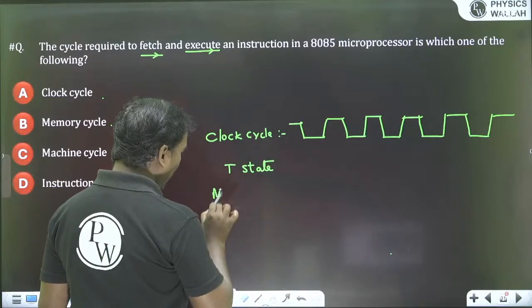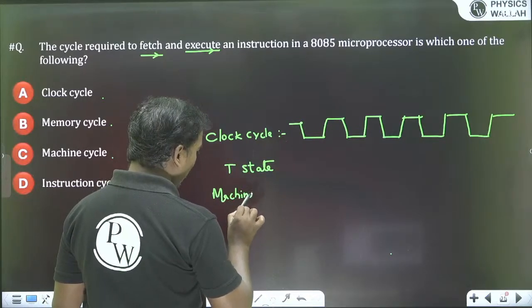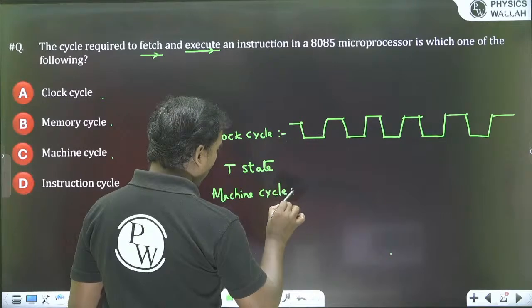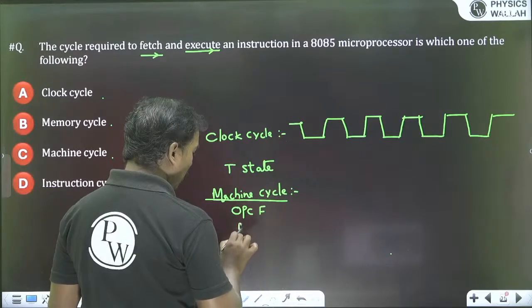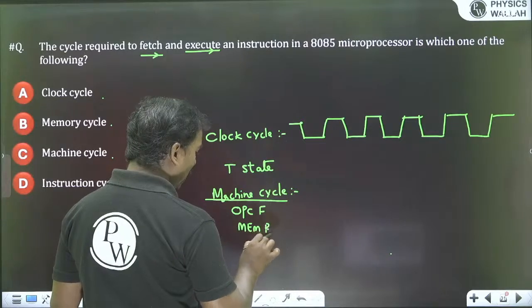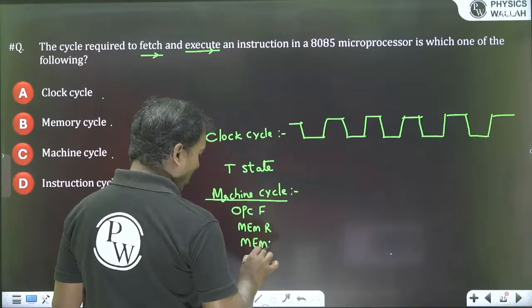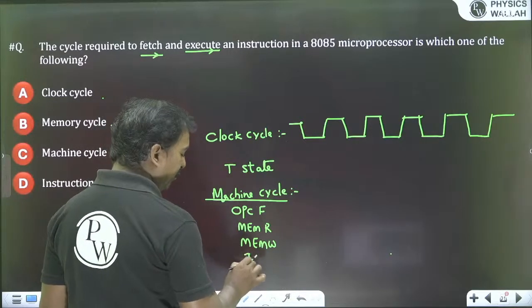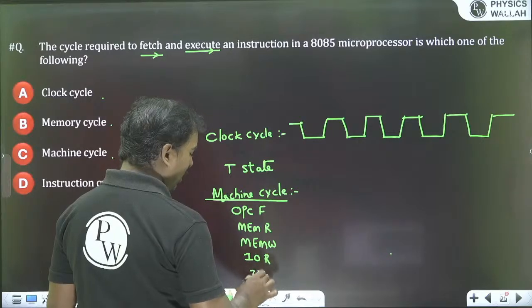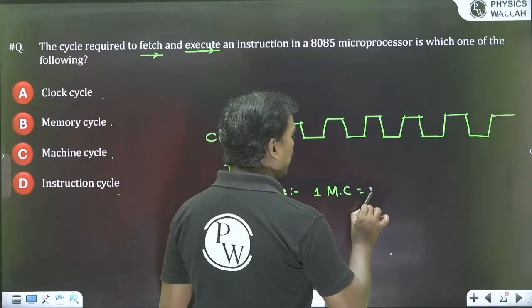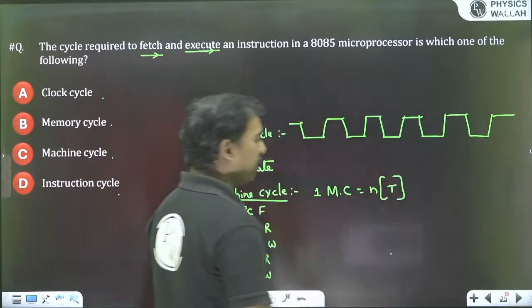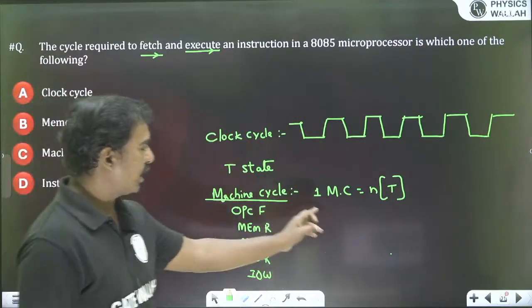So machine cycles. What all comes in a machine cycle? Opcode fetch, memory read, memory write, IO read, IO write. These all are the machine cycles. One machine cycle is equal to n number of T states.